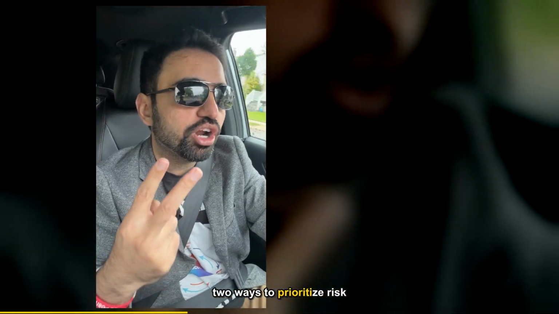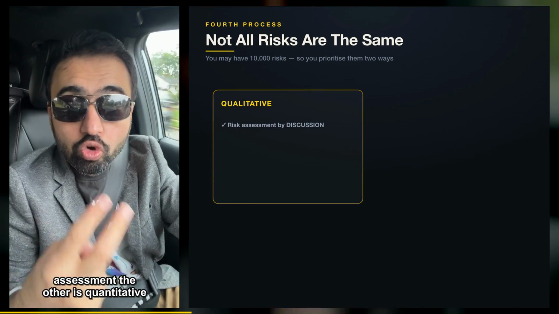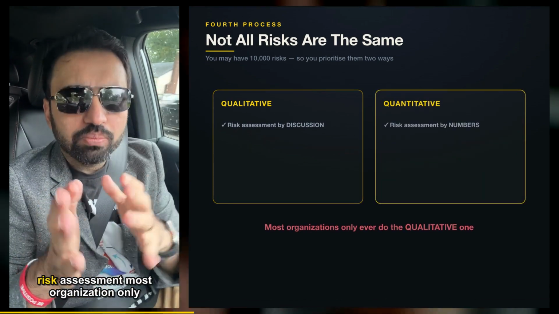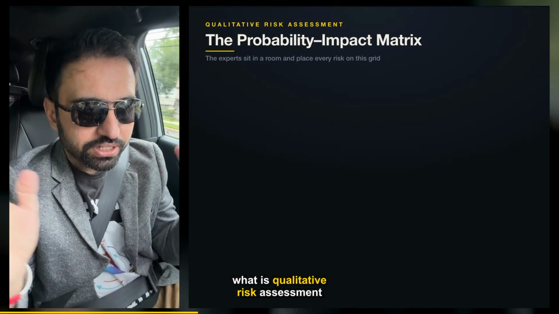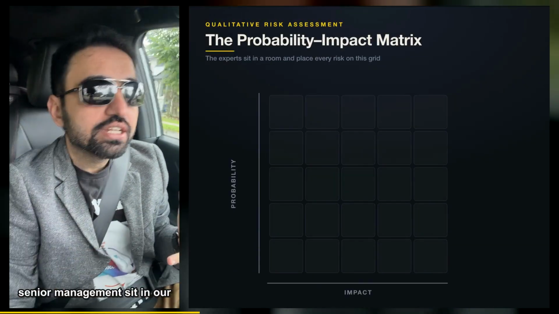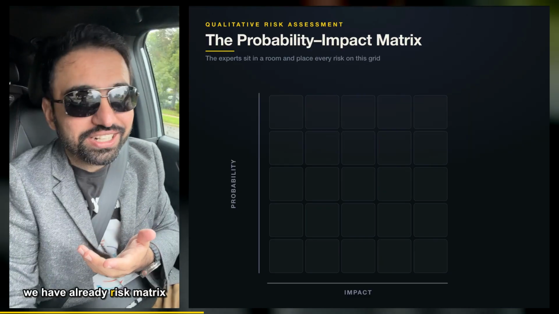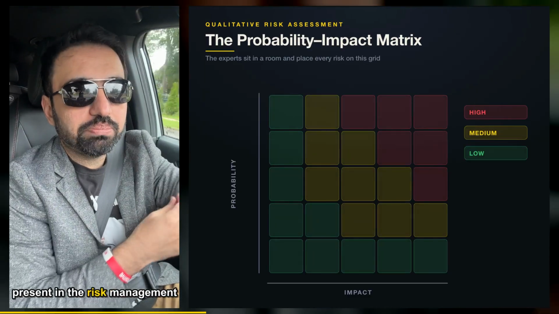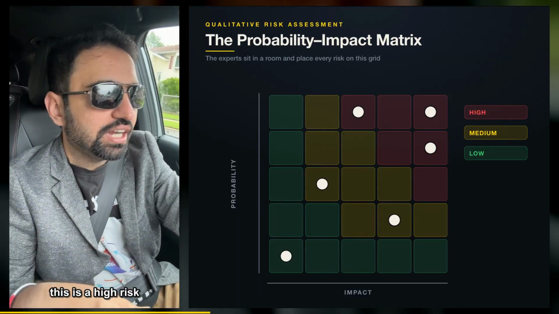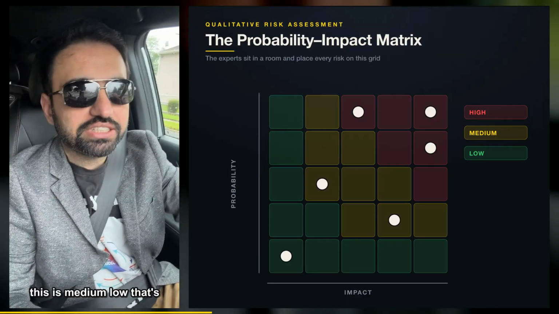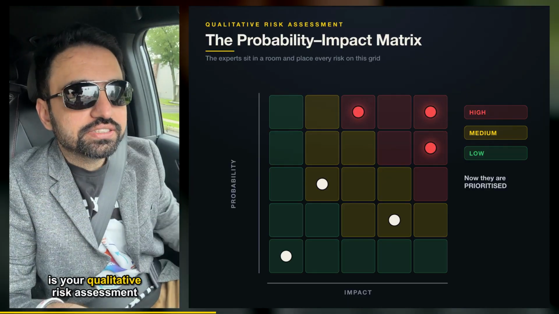There are two ways to prioritize risk. One is qualitative risk assessment, the other is quantitative risk assessment. Most organizations only do qualitative risk assessment. What is qualitative risk assessment? Risk experts or senior management sit in a room. We go through the list of our risks. We already have the risk matrix in the risk management plan. We discuss each risk: okay, this is a very high risk, this is a high risk, this is medium, low. That's it. We discuss and we have prioritized the risks. That is your qualitative risk assessment.